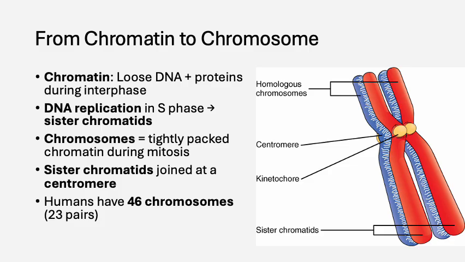During most of the cell's life, DNA exists as loosely packed chromatin, which allows genes to be accessed and expressed. During the S phase of interphase, DNA is replicated, producing identical copies known as sister chromatids. As the cell prepares to divide, chromatin condenses into highly packed chromosomes. Sister chromatids remain joined at the region known as the centromere until they are separated during mitosis.